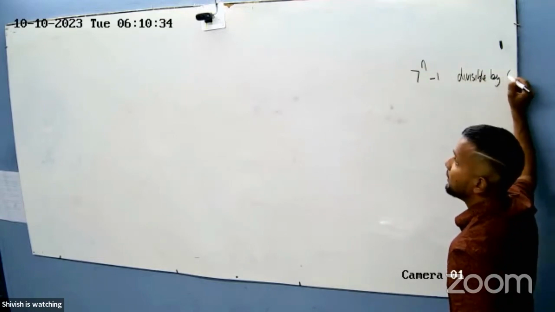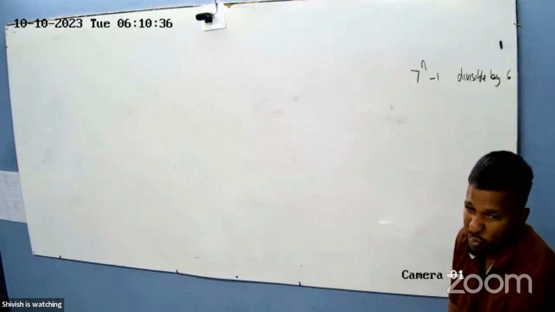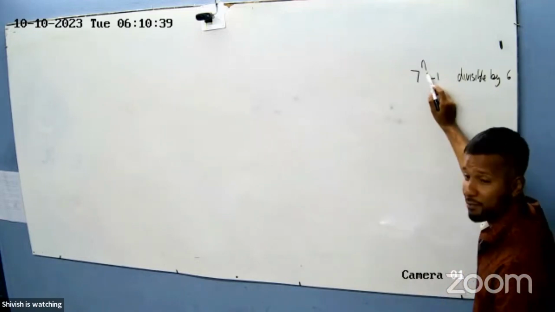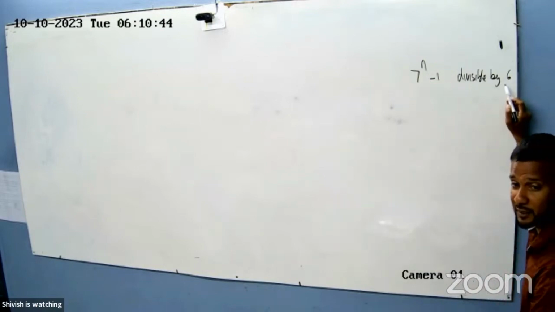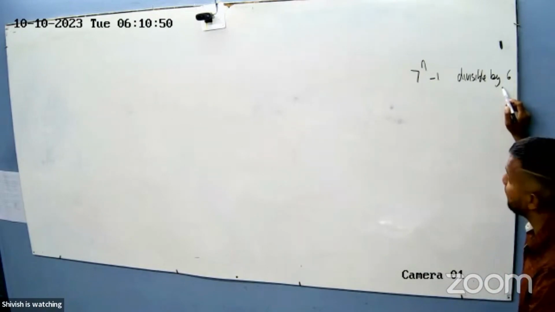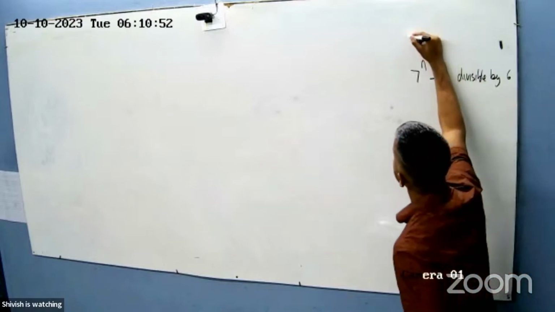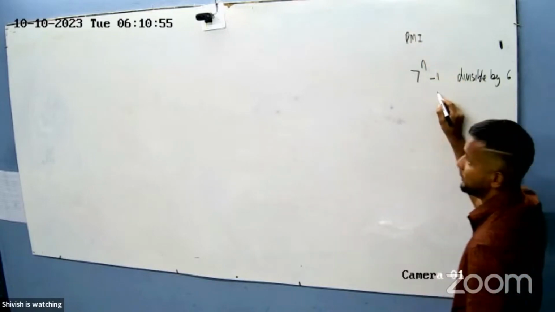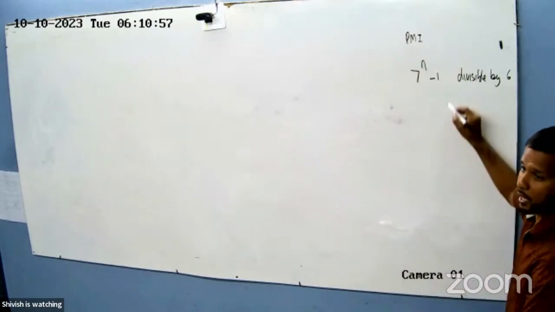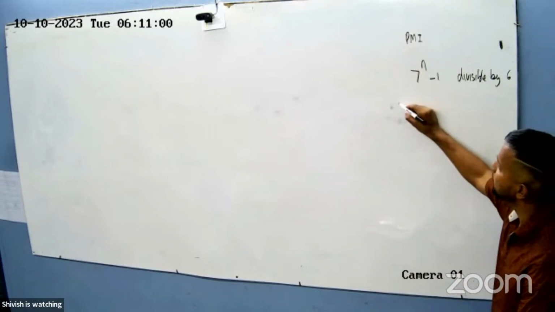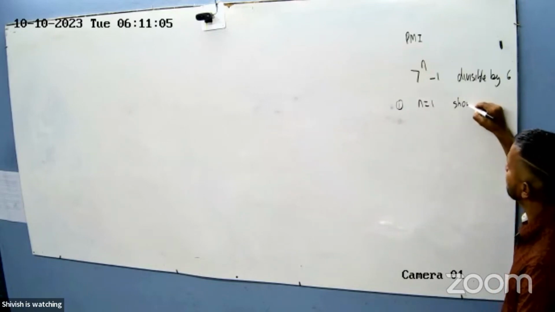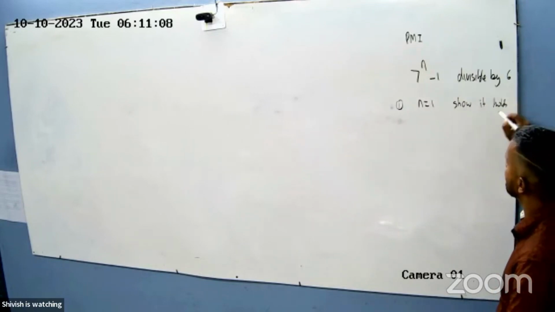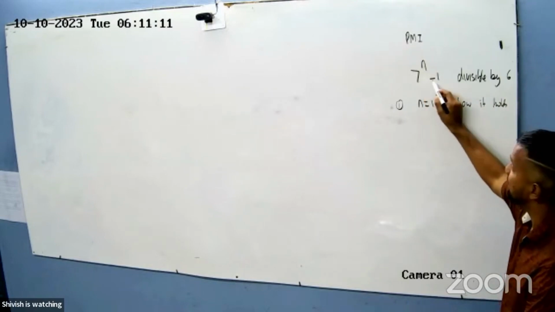by 6, right? One of the ways to do it is to list out every n value and show that it's divisible by 6, right? But proof by exhaustion is too long. So what we can do is a PMI, right? PMI is a particular proof that allows you to skip out some steps and prove this. So the first thing you do in PMI is just put in n is 1 and show it holds. If I put n is 1 in there, I will get 7 minus 1.